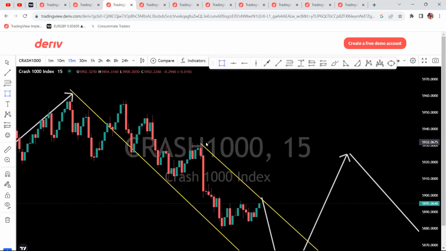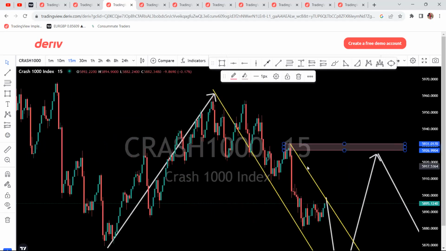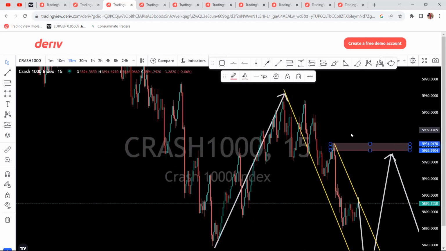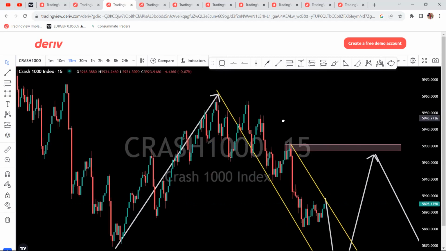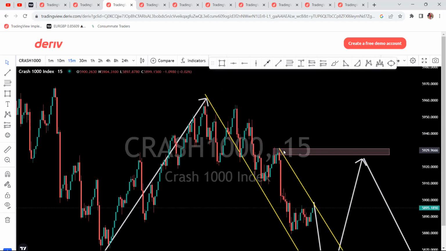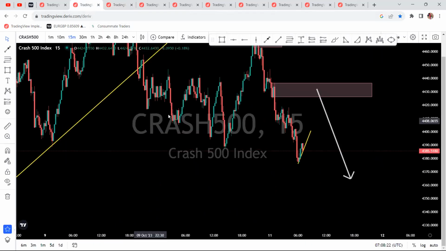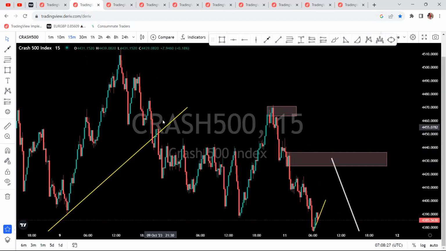Our reversal area. This is the first one. This is the engulfing candle, the first one. That is our first target. If the market refuses to do what it's supposed to do, it will break it and go to the second one. Normally, you use the second one. Just like we saw on Crash 500, you didn't use this first one, you used the second one, which is in the middle.